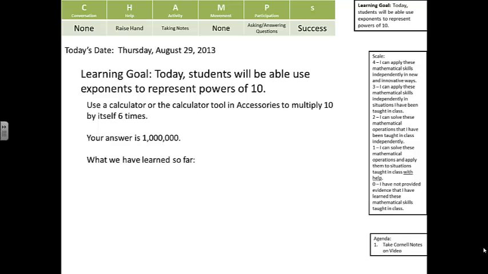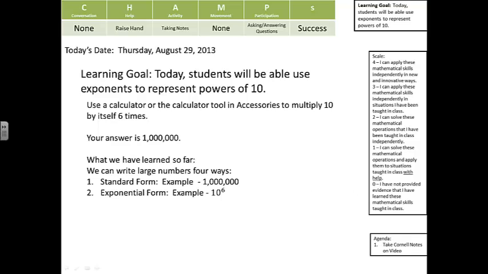So what have we learned so far? When we have large numbers, there's different ways that we can write them. The first way that we can write them is in standard form. A standard form of 1 million is 1, a comma and 3 zeros, another comma and 3 zeros. We make sure that we include our commas here so that we know that we're representing each of the periods.